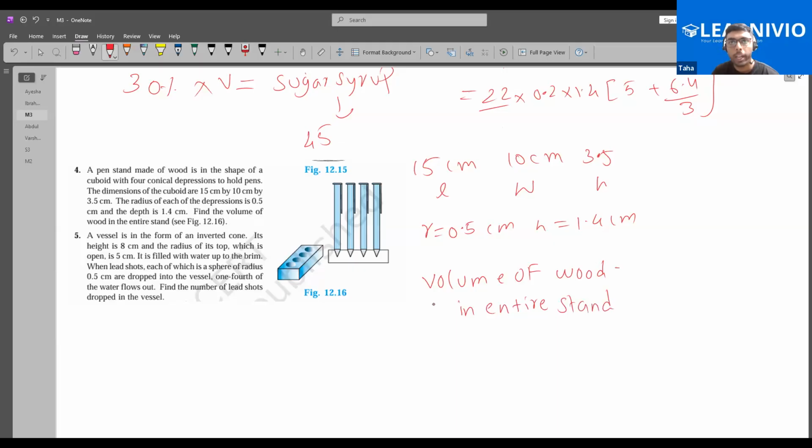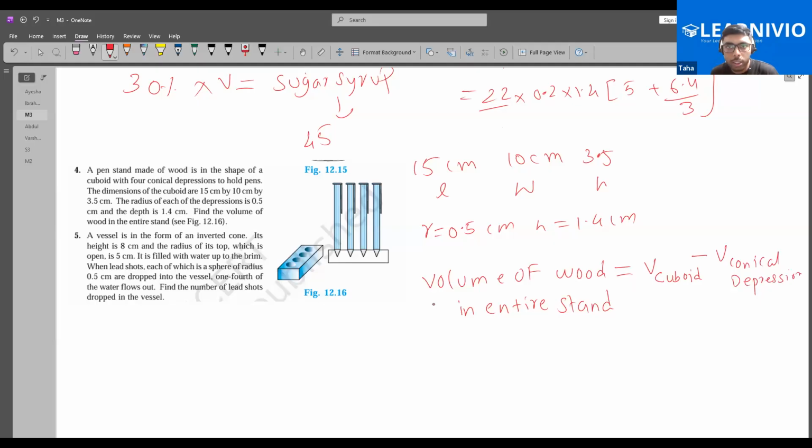Over here we will have to calculate the complete volume of the stand. Stand in the sense the stand which has the conical depressions, or else we will not call it a pen stand, right? So that's one thing that is clear. So volume of cuboid minus volume of conical depressions. As simple as that.